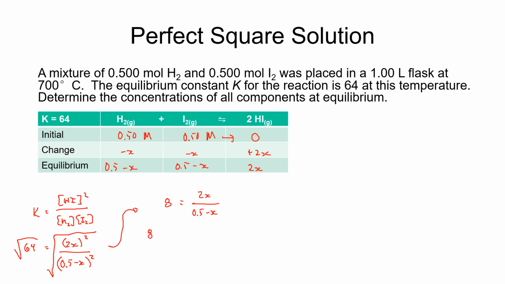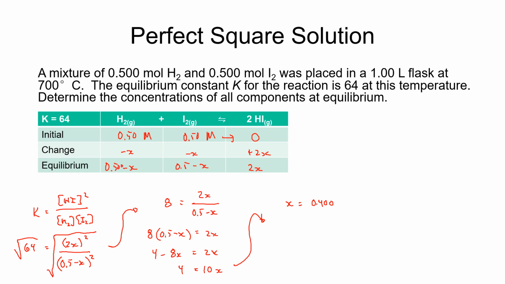So then it's 8 times the 0.5 minus x equals 2x. So that is 4 minus 8x equals 2x. So that is 4 equals 10x. And so that means we're going to divide both sides by 10. So x equals 0.4. Great. So once you have that, you can stick that back in for the original values. And I guess I should have kept a few more sig figs here.